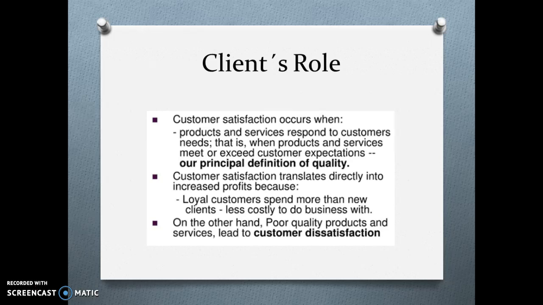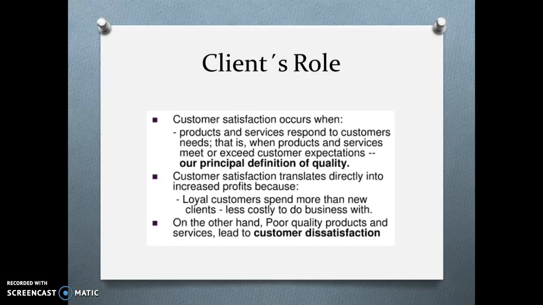What's the client's role when we have a shop or a store or a distribution channel or anything that we actually offer, a product or a service? What is the role of this client? The role of the client is that you have to make sure this customer is happy with what you are offering, so they keep on buying and you keep surviving on the market.